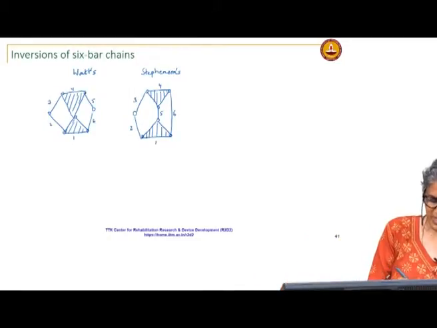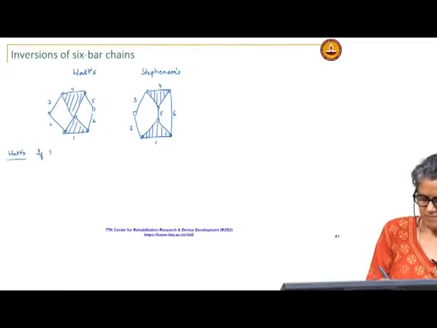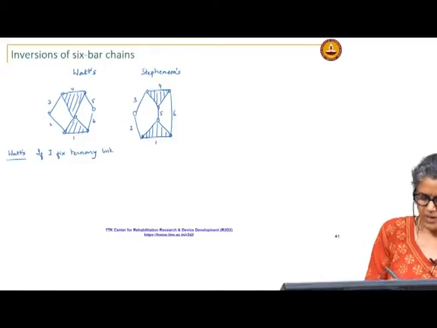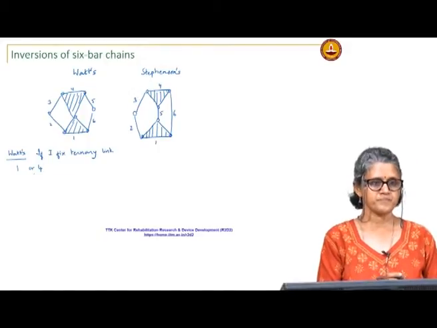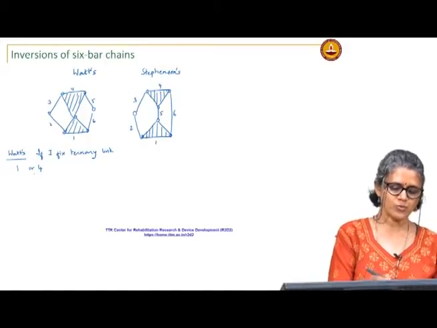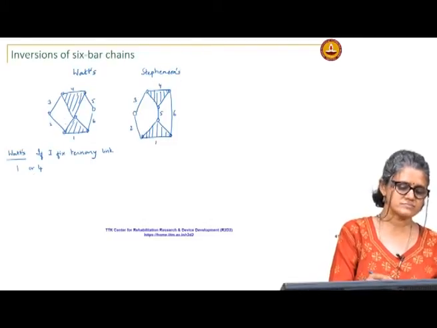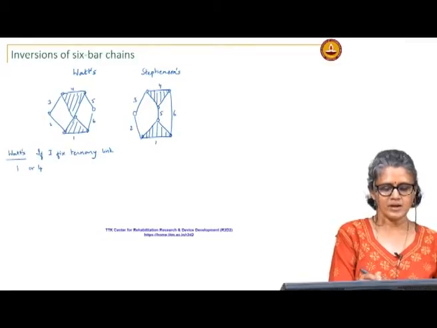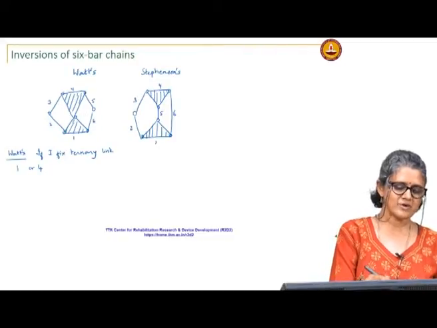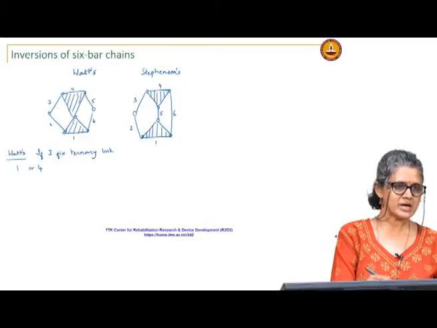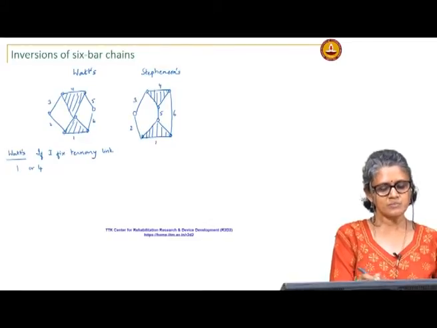In the case of the Watts mechanism or the Watts chain, if I fix ternary link 1 or 4, say I fix 1, what do I get? I get a 4 bar chain driving another 4 bar chain. So, if I take this 2 as my input, 4 will be the output for the first 4 bar chain, which will be the input to this 4 bar chain 1 4 5 6.